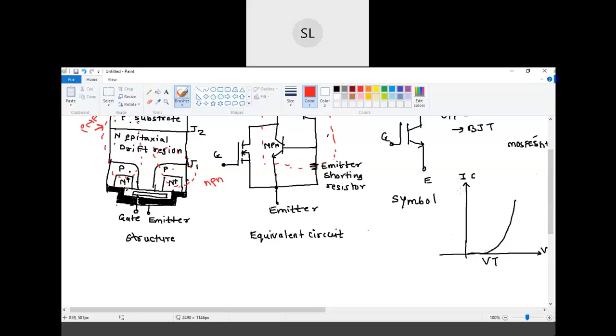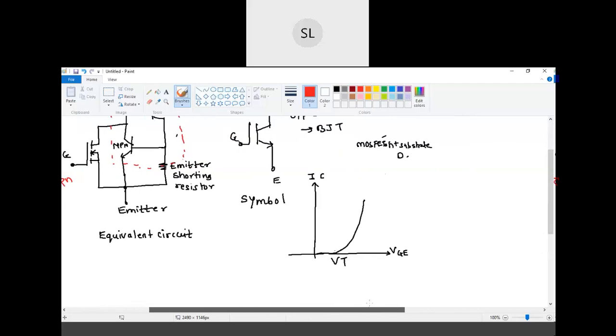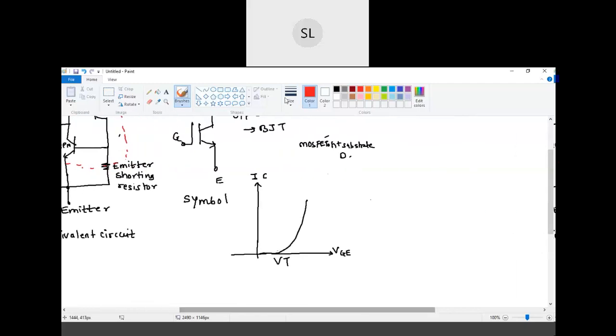So let me draw the forward characteristics over here, or I can say the output characteristics. Now the output characteristics resemble the output characteristics of the BJT. The output voltage is VCE. The output current is IC, that is the collector current. Here there are three terminals: collector, gate and emitter.